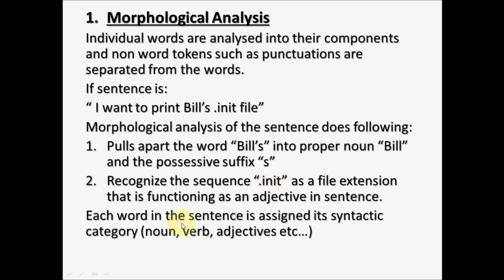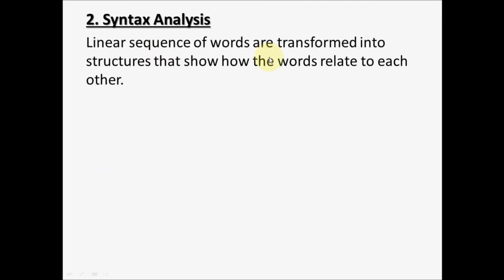Further, each word in the sentence is assigned its syntactic category, like noun, verb, adjective, and so on. Once this is done, the next phase is called syntactic analysis. In this, the linear sequence of words, which is the output from the previous step, is given as input here, and that linear sequence of words is transformed into structures that show how the words relate to each other.